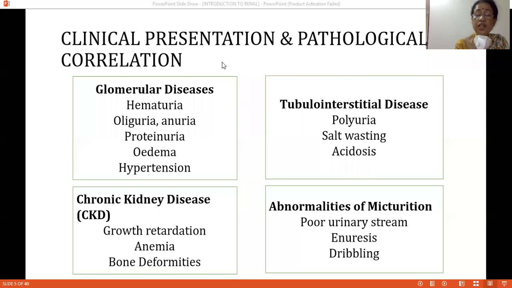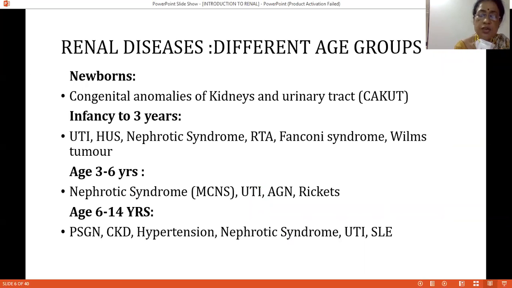Next is voiding difficulty, that means abnormalities in micturition. So that means it is lower UTI. There is a poor urinary stream; patients complain that the urine stream is very poor and a very small amount of urine is coming. That means there may be an obstruction somewhere. Then enuresis. All of you know what enuresis is: involuntary passage of urine. Then dribbling, it passes drop by drop, and there may be stranguria also. If this type of symptom is present, always think it is lower urinary tract symptoms.